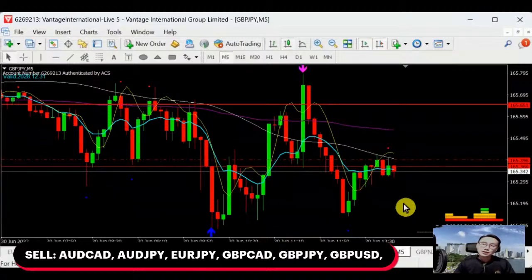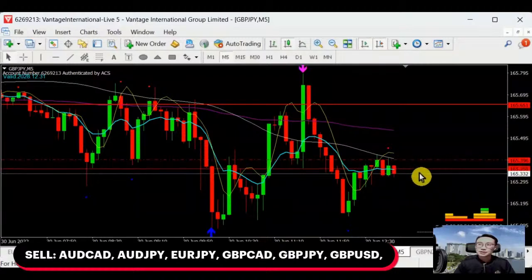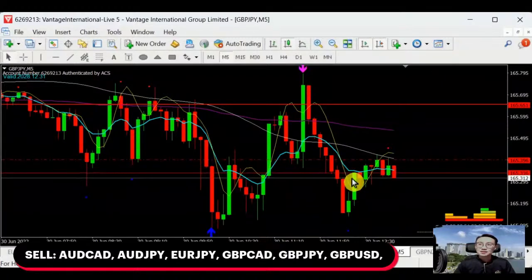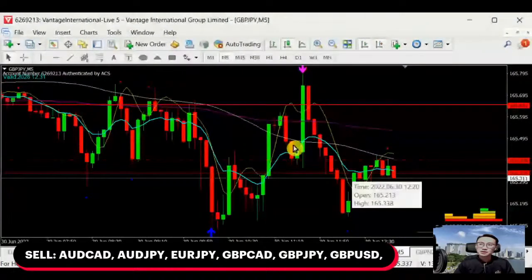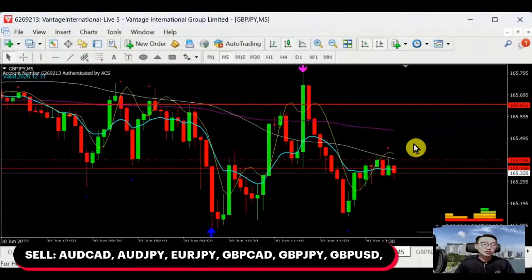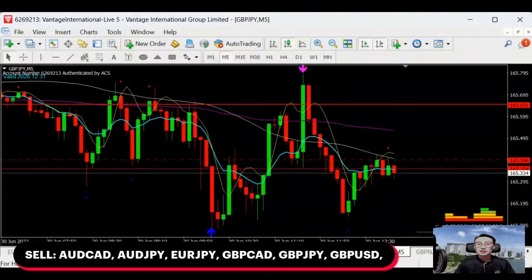Usually you have to understand the situation. For example here, we are very near to the resistance, right? The pullback over here started to stop at the resistance. But as we can see, for the past 20 minutes, the 5-minute candles have been testing the resistance. So the market is still testing the resistance right now, with no sign of erasing the gains yet, no sign of erasing the pullback.